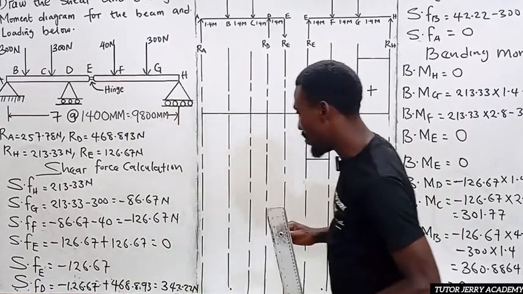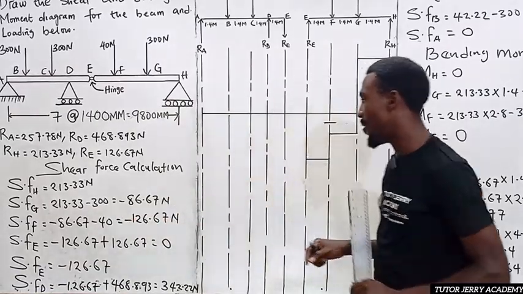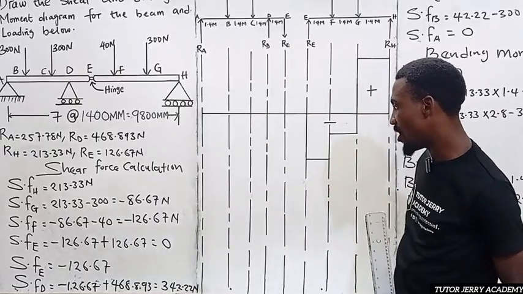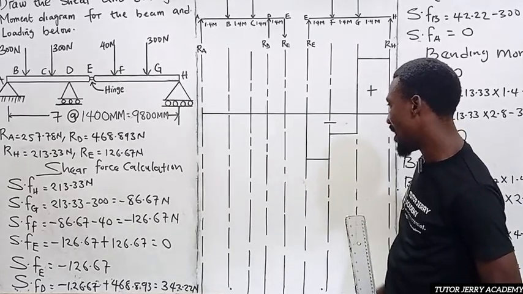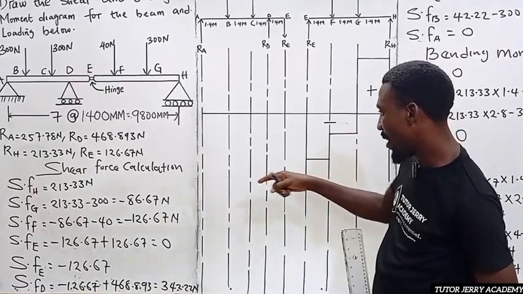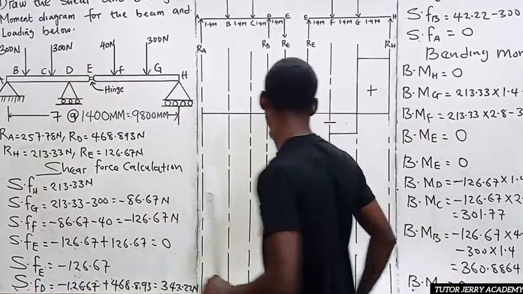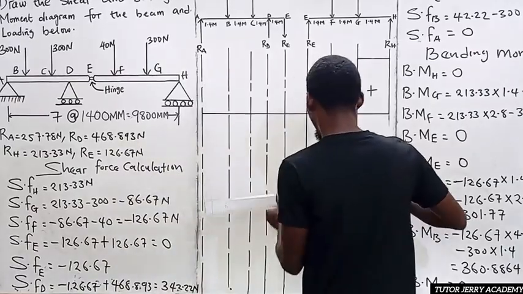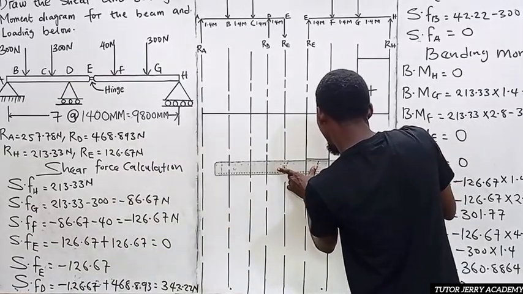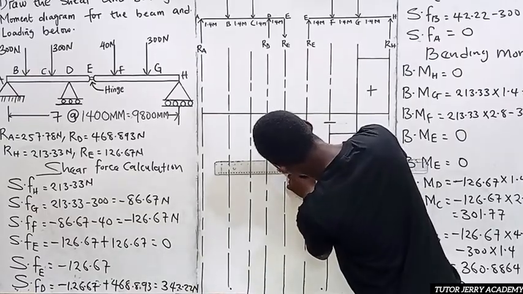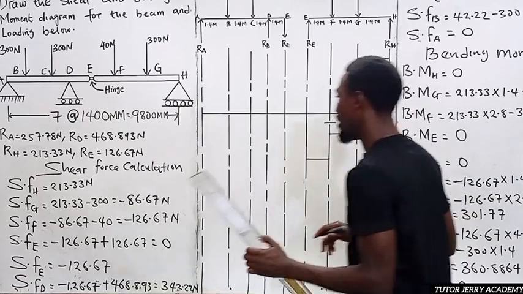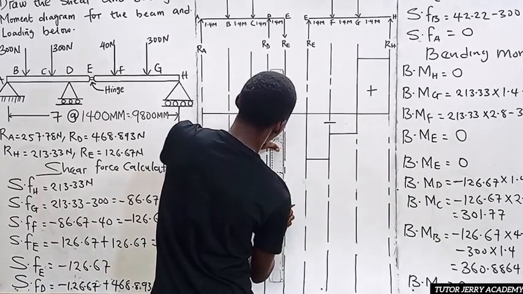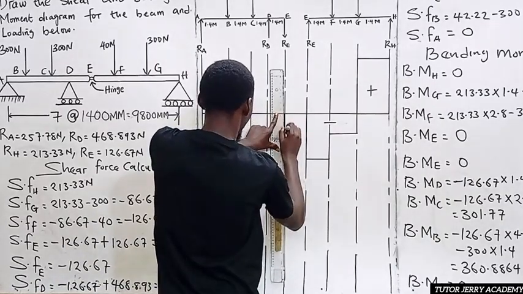All right. So for this second beam, we have the shear force at point E to be minus 126.67. So don't forget that we have the least number here is minus 126.67. Which is this point here. So it will be at the same line with this. So let's just use our ruler to trace that out. So minus 126.67. So that's our minus 126.67. So let's draw the full line.